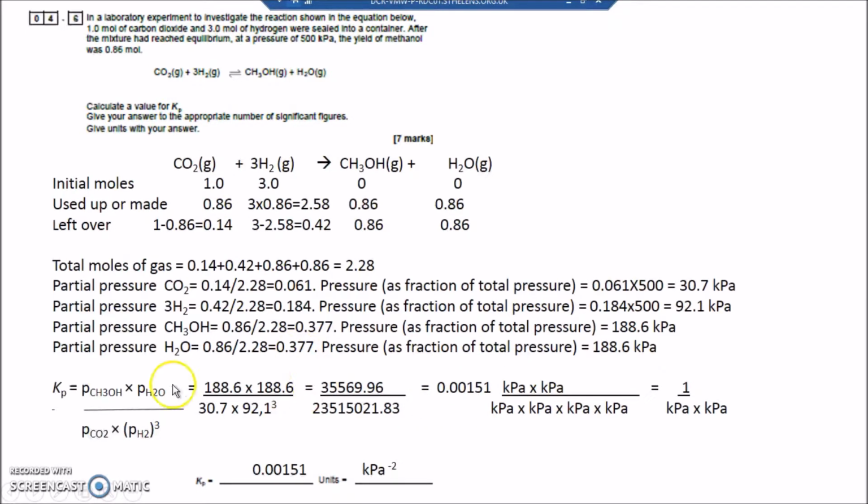And then I do the same thing again for the units. I've got pressure times pressure divided by pressure times pressure to the power of 3. So I've got kilopascal twice on the top, and on the bottom kilopascal multiplied by kilopascal cubed, so I've got 4 kilopascals on the bottom. So 2 kilopascals cancel. I end up with 2 kilopascals on the bottom. And that's kilopascal to the -2 if I take it to the top.